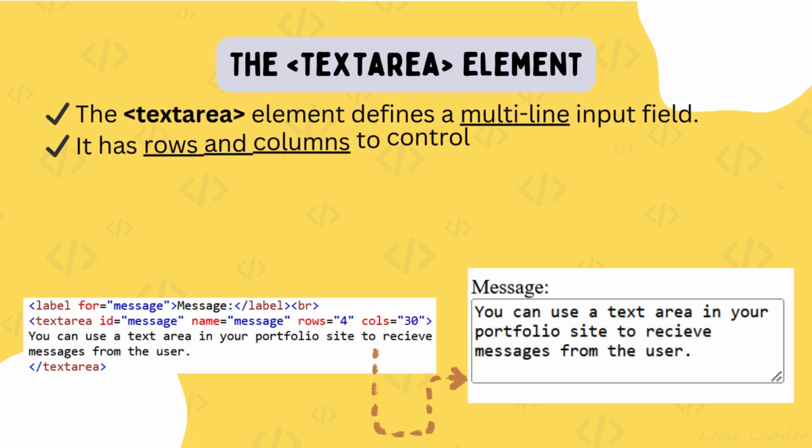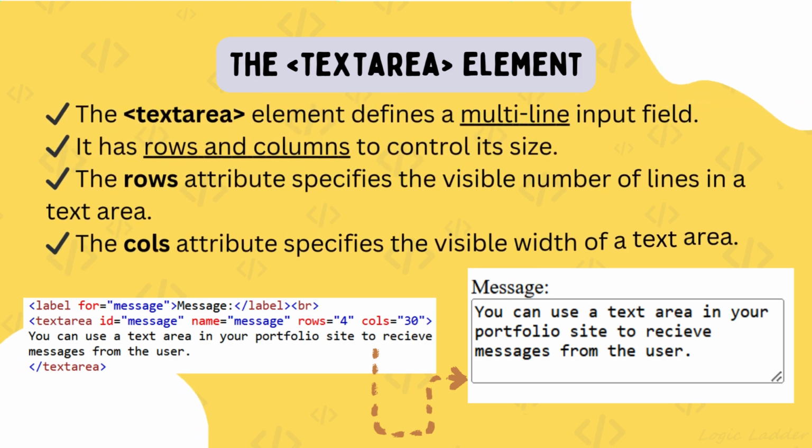Next element is a text area. A text area is used for longer text input, like messages or comments. Unlike input, it has rows and columns to control its size.